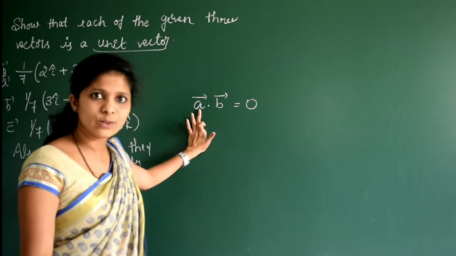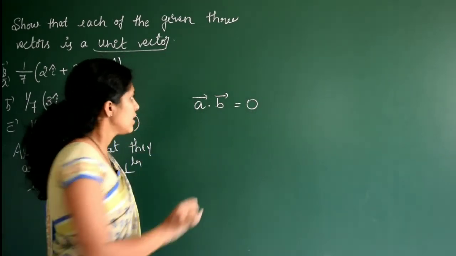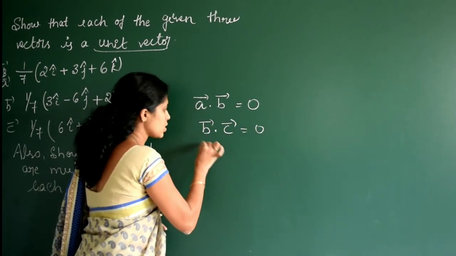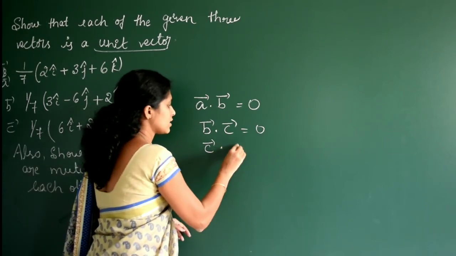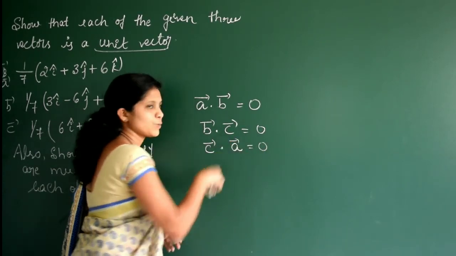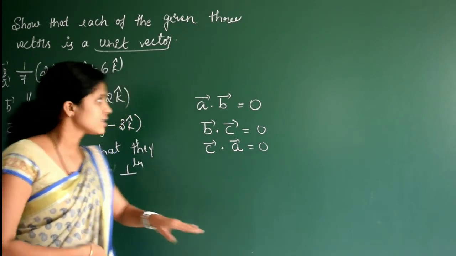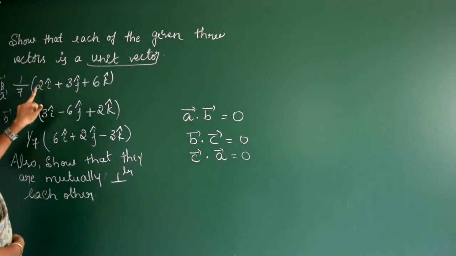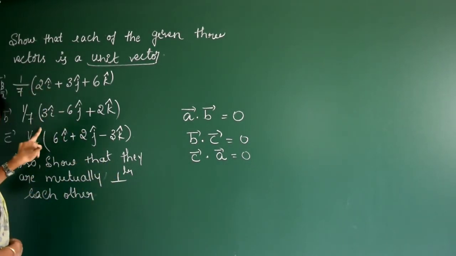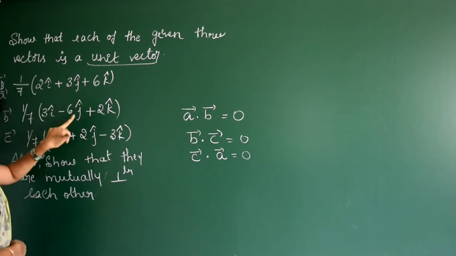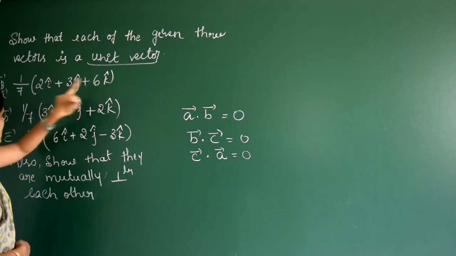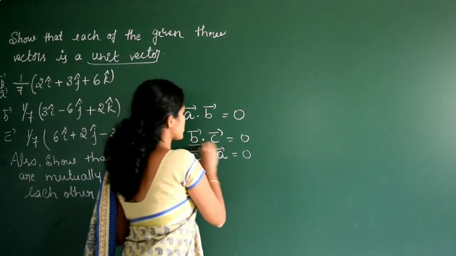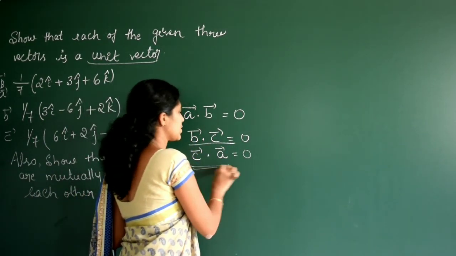So by that, you just have to show A vector dot B vector is equal to 0. Then you have to show B vector dot C vector is equal to 0. Next, you have to show either C vector dot A vector or A vector dot C vector is equal to 0. How to find the scalar product or dot product? You have to multiply each and every element and then add. Right? So this will be now 2 by 7 into 3 by 7 plus 3 by 7 into minus 6 by 7 plus 6 by 7 into 2 by 7. Add them, you will get that as 0. Similarly, you have to show B vector dot C vector and C vector dot A vector.